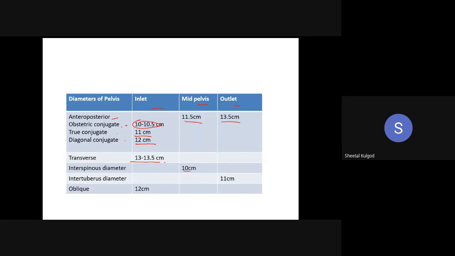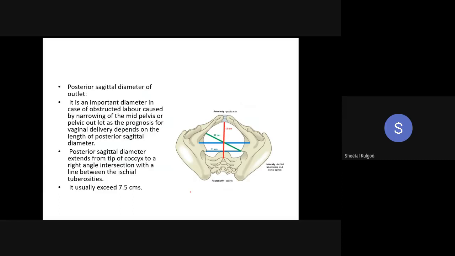Interspinous diameter in the mid cavity is 10 centimeters, intertuberous is 11 centimeters, and the oblique diameter is 12 centimeters. Oblique diameter is mainly of the inlet, so 12 centimeters. This table is very, very important. You have to remember all these dimensions of the diameters at any cost. Understood? Yes. Right.